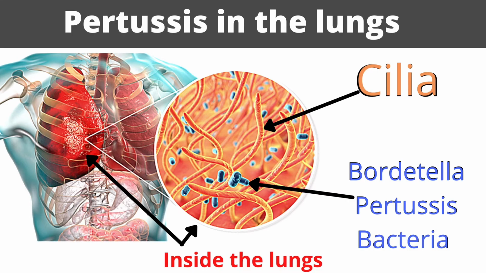The pertussis bacteria release poisonous toxins that damage the cilia, causing them to become immobilized and ineffective, as well as causing inflammation to occur, resulting in the swelling of the airways. And what goes through the airways? Well, that would be air or oxygen.